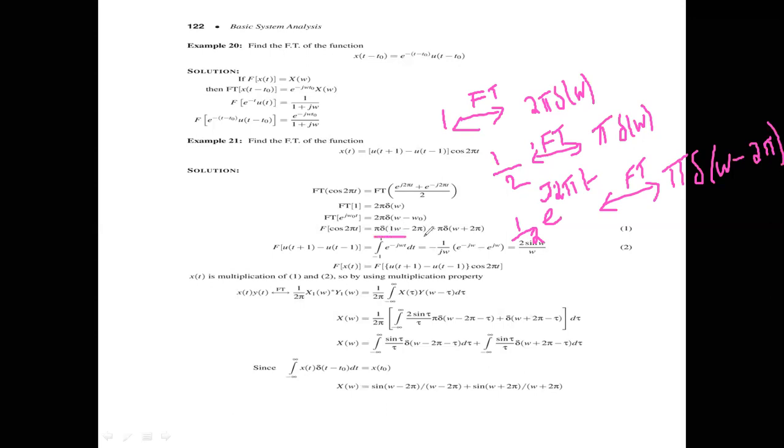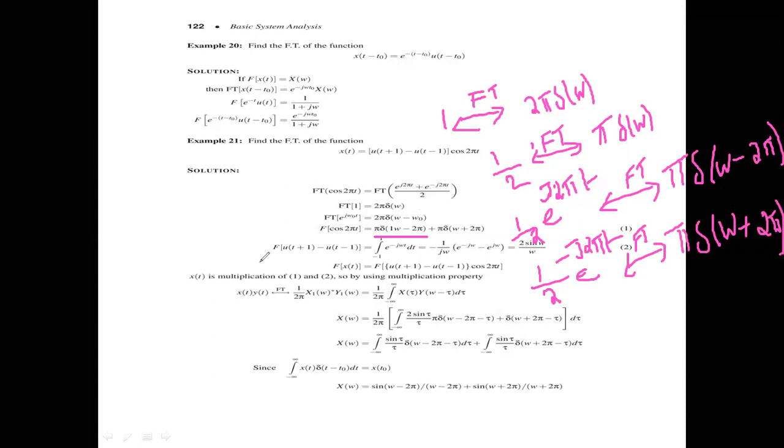Only the same thing here, πδ(ω − 2π). Suppose it is 1/2. Here I am applying the Fourier transformation of 1/2 e^(j2πt), and for the second one, 1/2 e^(−j2πt). So what is the Fourier transformation of this function? πδ(ω), and here the minus is there, so now we get the plus 2π. Now we can add the two functions.